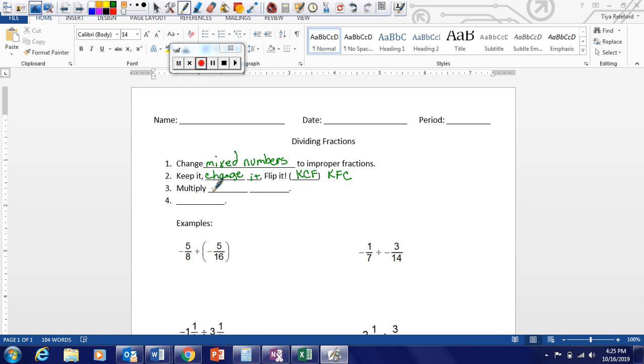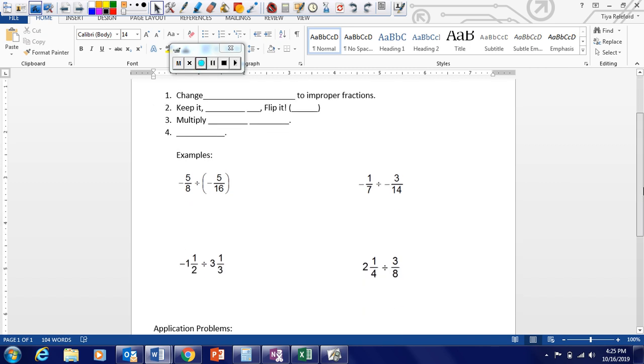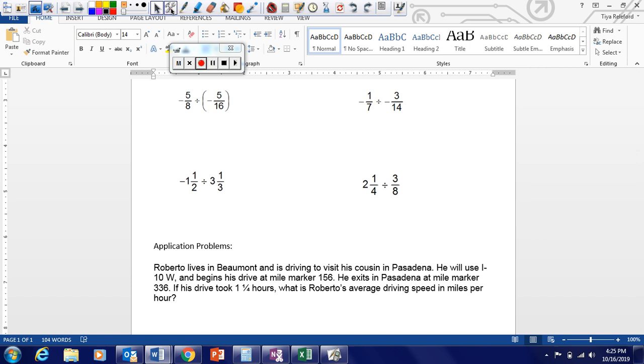Alright, then you're going to multiply across and simplify. So let's try it. Okay, remember we are multiplying and dividing, so you might use TED, or you might use tic-tac-toe, or maybe you have your own special way to memorize, and that's fine.